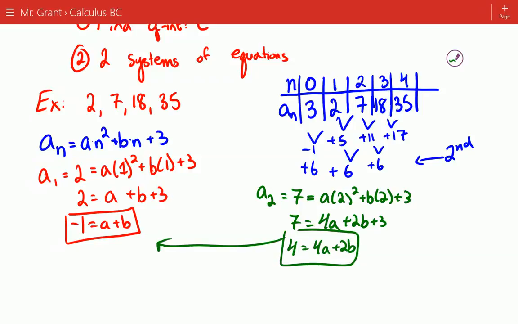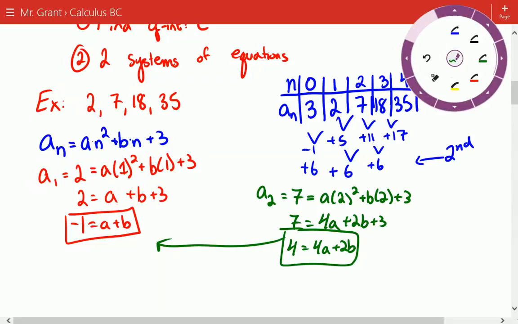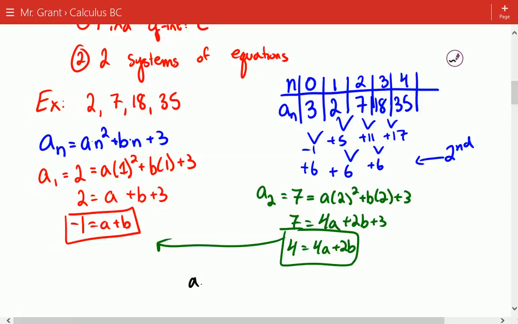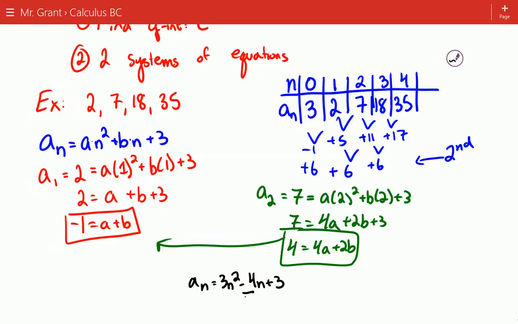If you were to stack these two equations on top of each other and solve just using a system of equations, or even solve the first one for a or b, you would be able to figure out a and b and you would get your quadratic equation. But in the interest of time, I'm not going to finish solving. If you want to do this on your own, you should find that the final answer is a sub n equals 3n squared minus 4n plus 3. So you should find -4 for b and 3 for a. Alright, so there's your reminder. So let's move on.